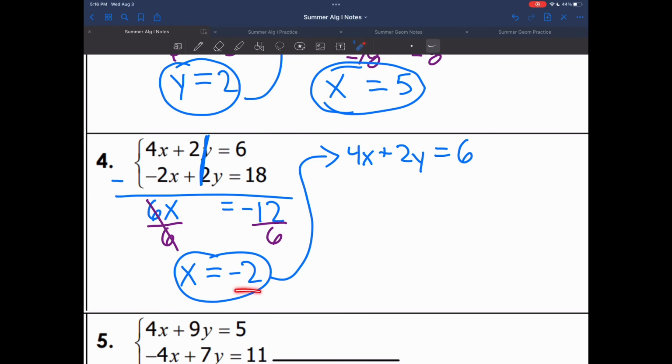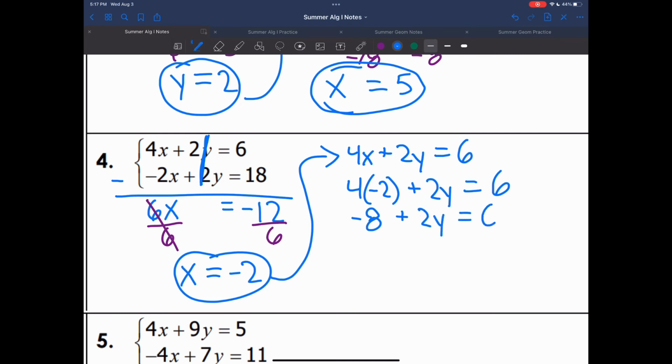And now I'm going to plug this negative 2, because it's x equals negative 2, specifically in place of x, right there. Take out the x, put in a negative 2 in its spot. So instead of 4 times x, I'm going to do 4 times negative 2 plus 2y equals 6. And then from here, we solve this equation. So we've got 4 times negative 2, which is negative 8, plus 2y equals 6.